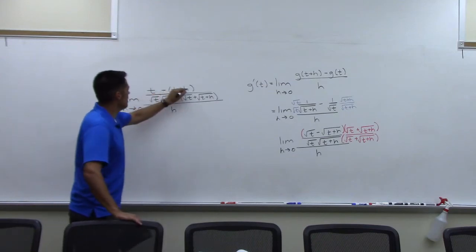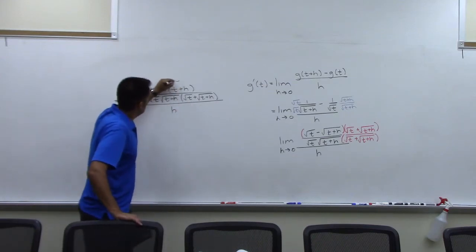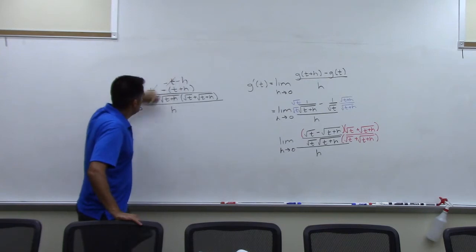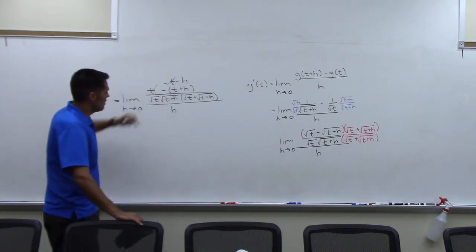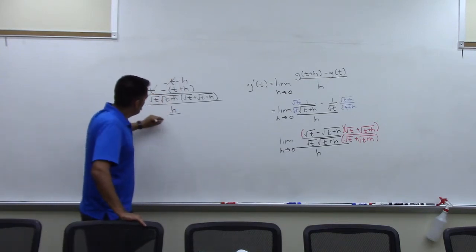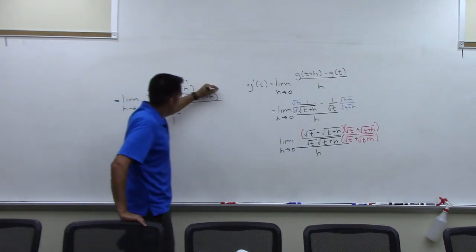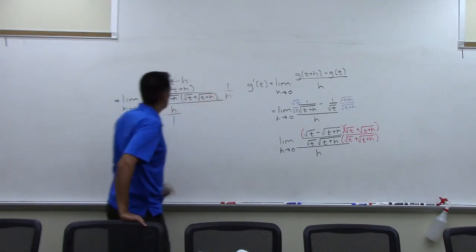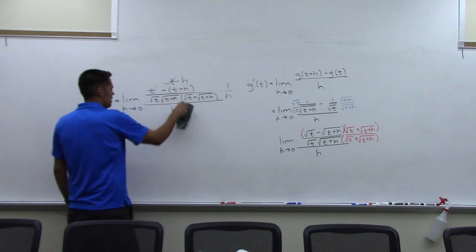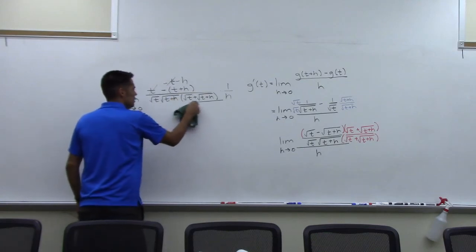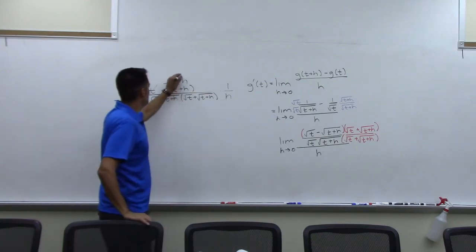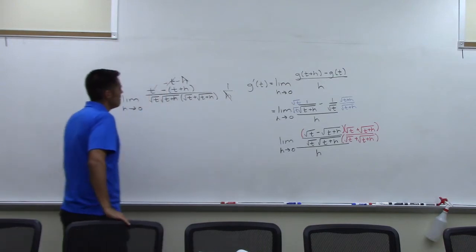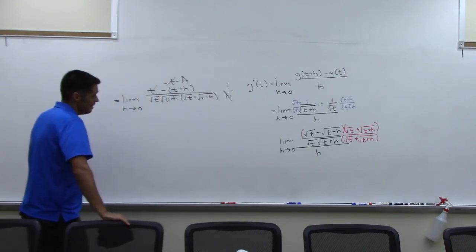When I distribute the negative through here, I get negative t minus h. This t and this t cancel, I'm left with negative h. Then I can rewrite this as h over 1. I can flip it up as 1 over h here. There's a lot going on right now. Flip that up. This is gone. Don't need this division bar. And now this h and this h cancel. And all we're left with is negative 1 on top.